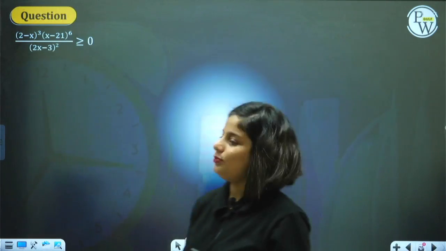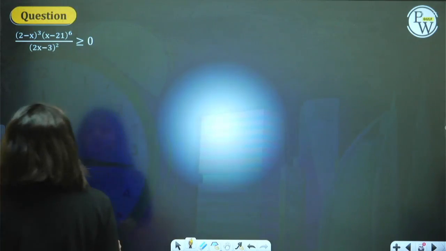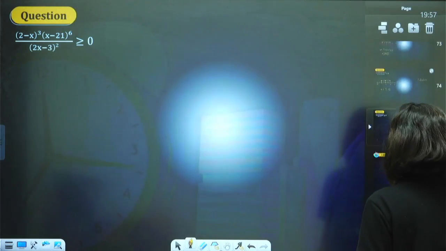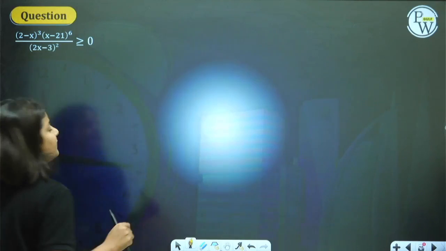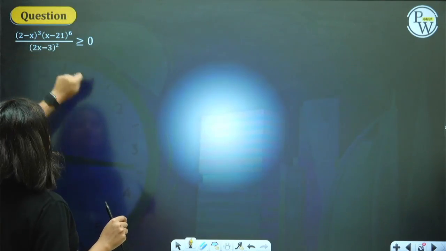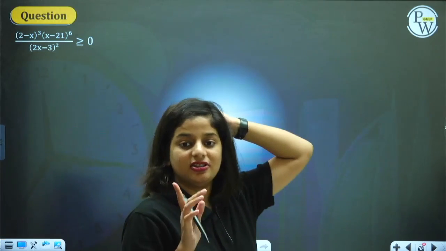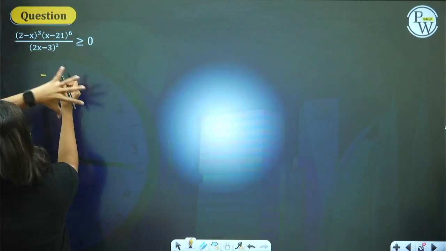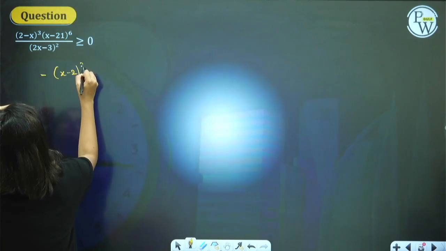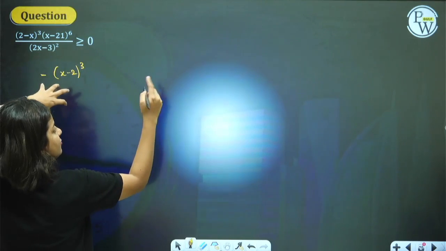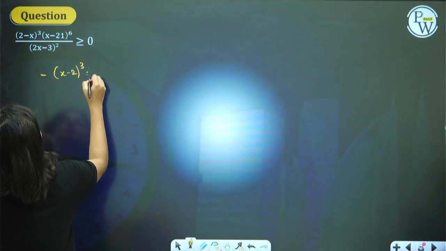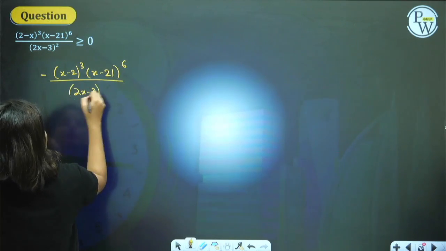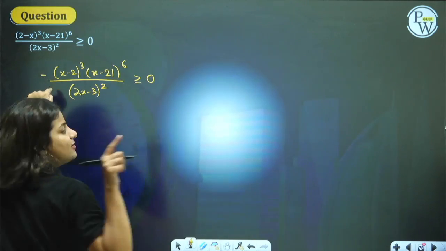Perfect. One more: 2 minus x the whole cube into x minus 21 the whole raised to 6 upon 2x minus 3 the whole square. Can you see x is negative here? Do not forget our initial thing. X is negative, make it positive. The power is odd. So if I bring out the minus sign, x minus 2 the whole cube, right? Minus 2 the whole cube is minus 2 into 2. Minus comes out. X minus 21 the whole raised to 6 upon 2x minus 3 the whole square greater than equal to 0.